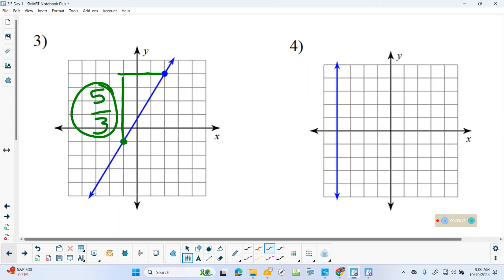Okay, now on this guy, they didn't give you any hardcore points. That's fine. Pick 2. Any 2. Doesn't matter. I'm going to pick 2. So I don't know. I'm going to use this point here. That looks like a good one. I'm going to pick any other point I want.